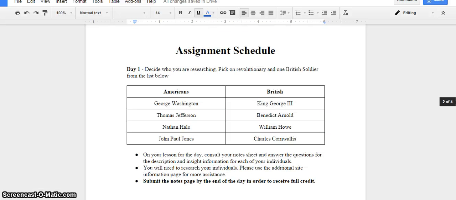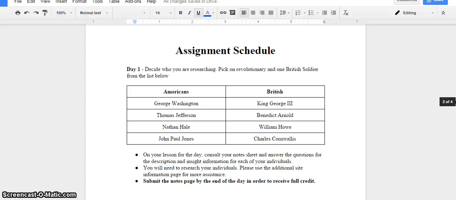Let's take a look at our assignment schedule together. Day 1, we're deciding who we're researching. Pick 1 revolutionary and 1 British soldier. I've already gone over the Americans and the British here. So these are the 4 you can choose from on each side. So on your lesson for the day, you have a note sheet. And you need to answer the questions for the description and information for each of the individuals. So we're completing half of the notes we need to complete our final product of the American Revolution trading cards, okay? And you're going to submit the notes page today.